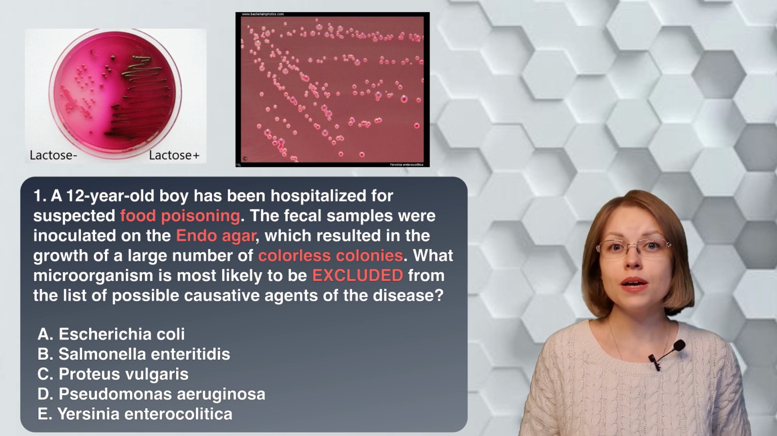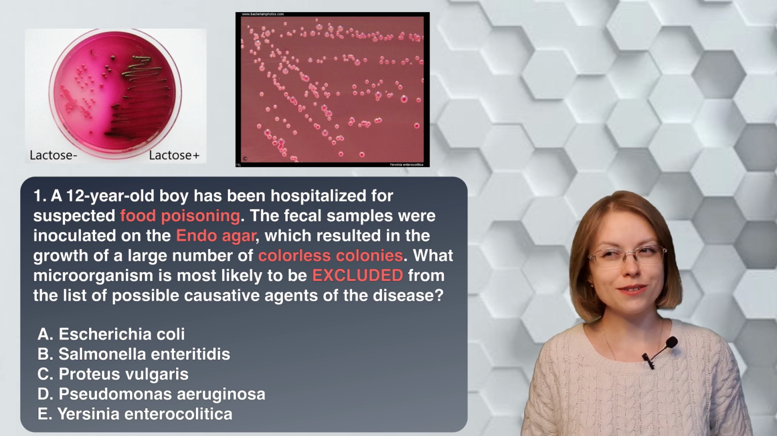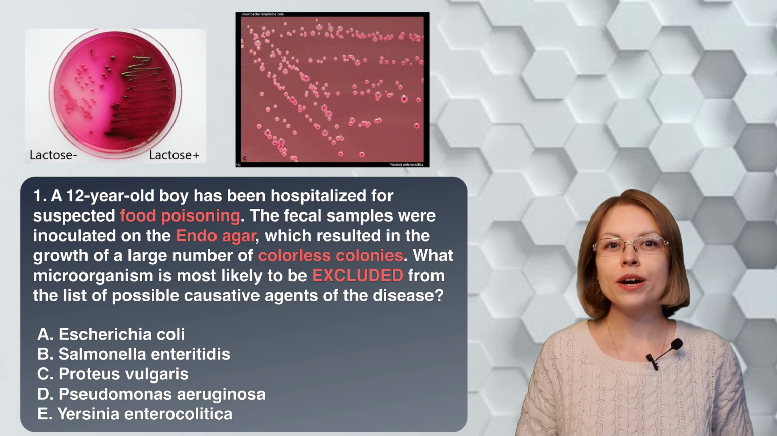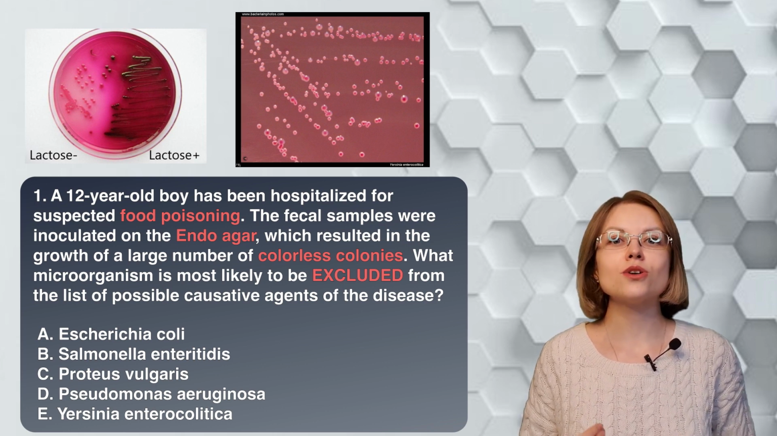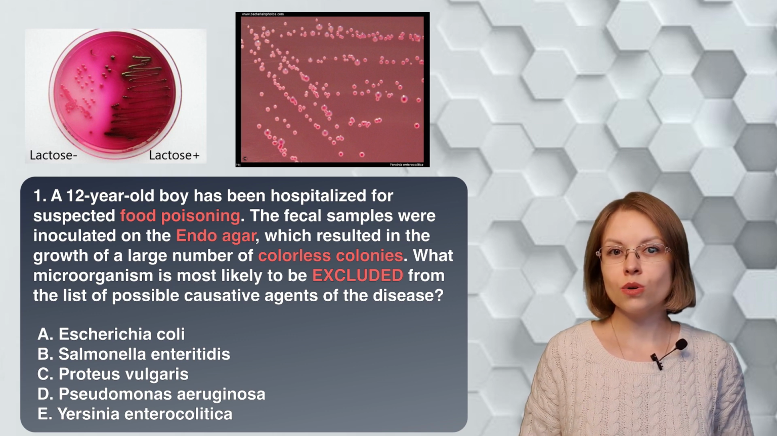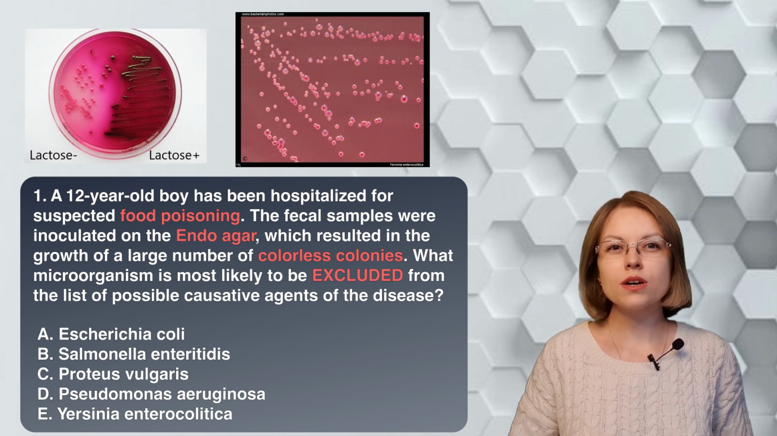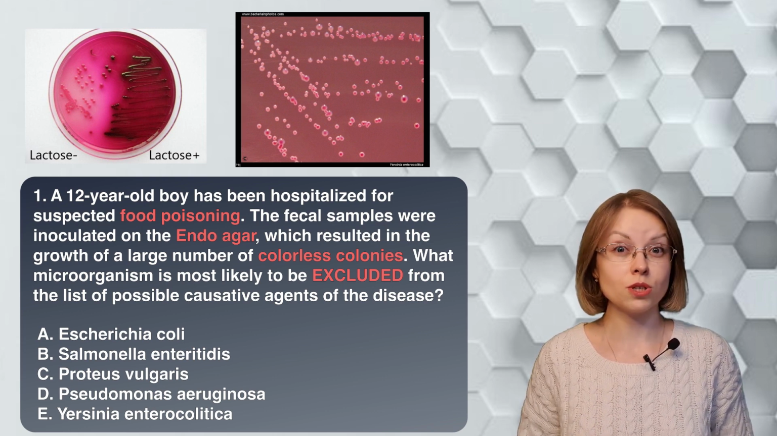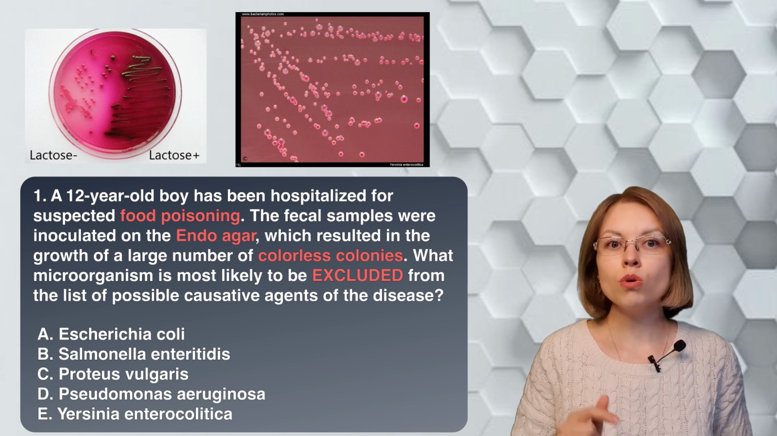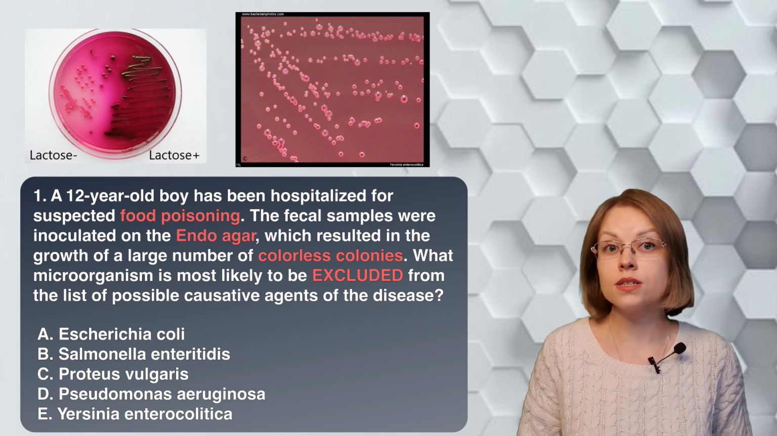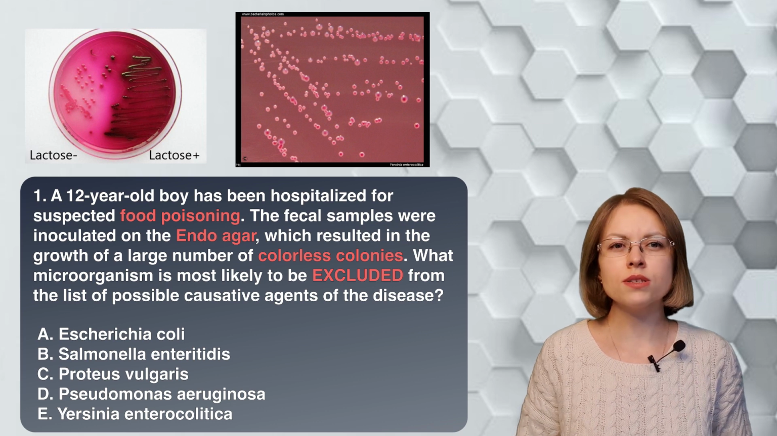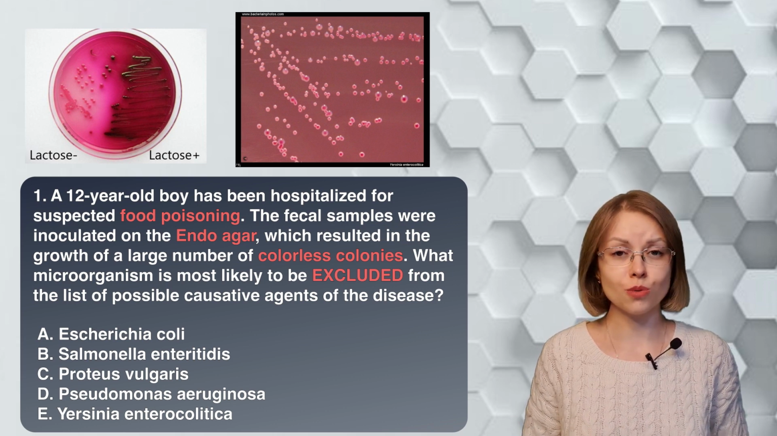However, some of them can ferment lactose, but slowly, or have a weak ability to produce lactase. For example, Yersinia enterocolitica grows on Endo as faintly pink colonies with a darker red center. You can see it in this photo. Pseudomonas aeruginosa also typically gives rise to small pink colonies. Proteus vulgaris and Salmonella enteritidis grow as colorless colonies because they don't ferment lactose.